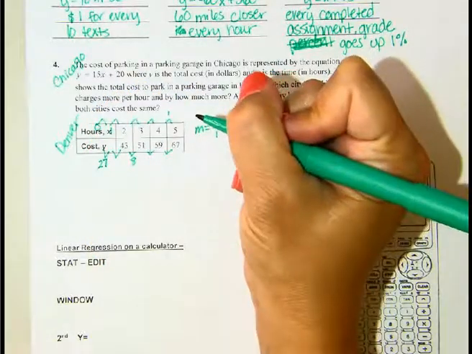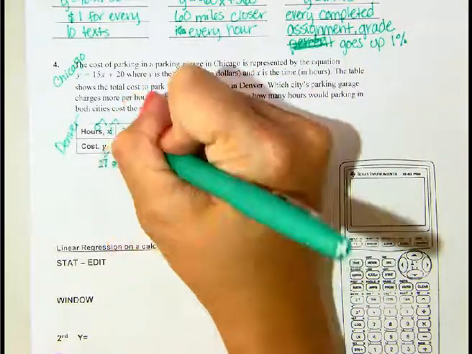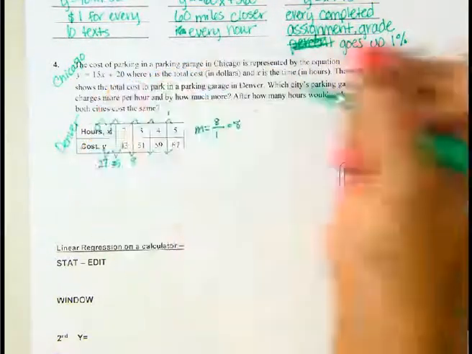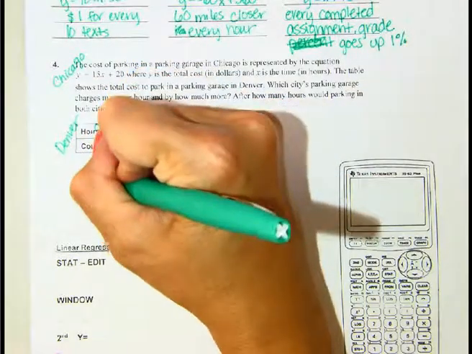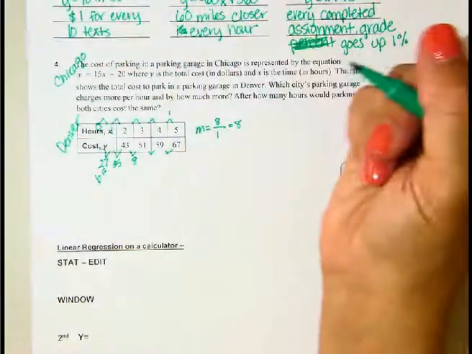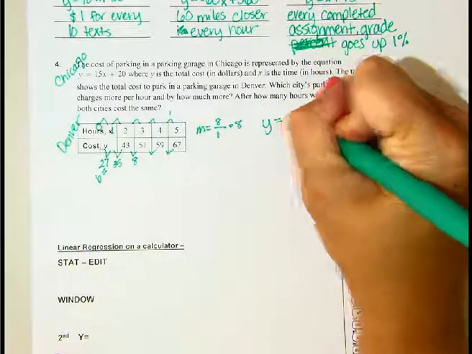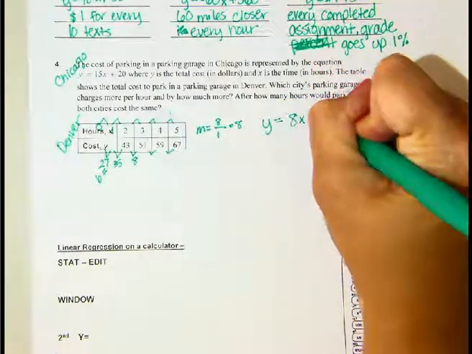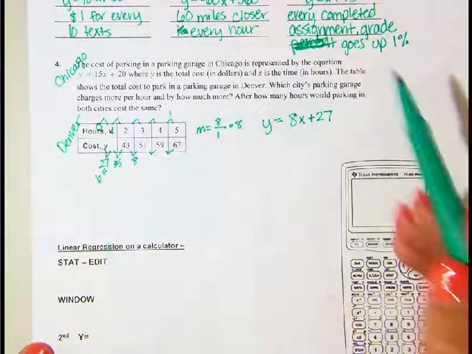Okay, I'm sorry, you probably wanted to know that this was 35. So 43 down to 35 down to 27. So here is B, there is M. The equation for Denver is y equals 8x plus 27. Okay, now that was just so we could answer this first question.